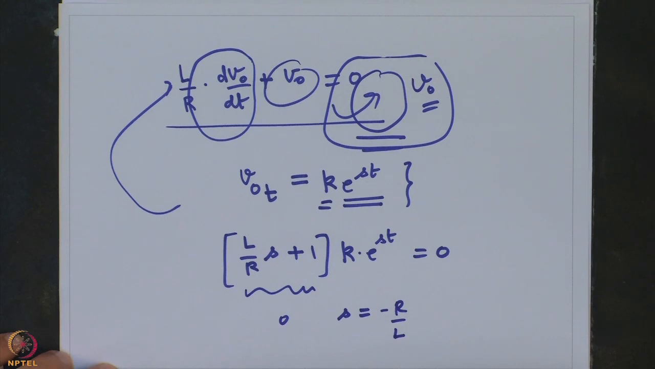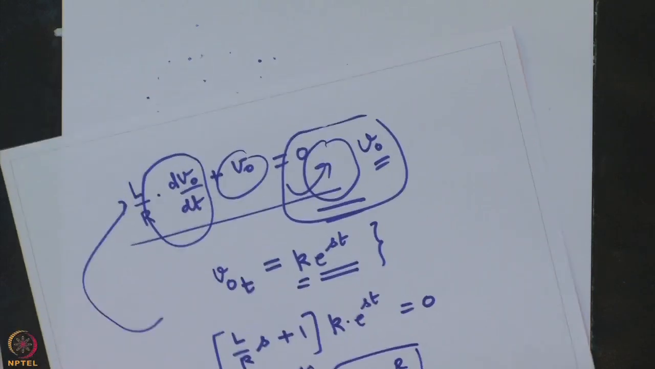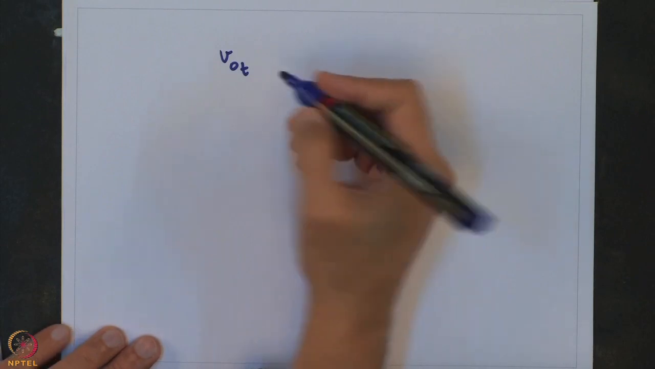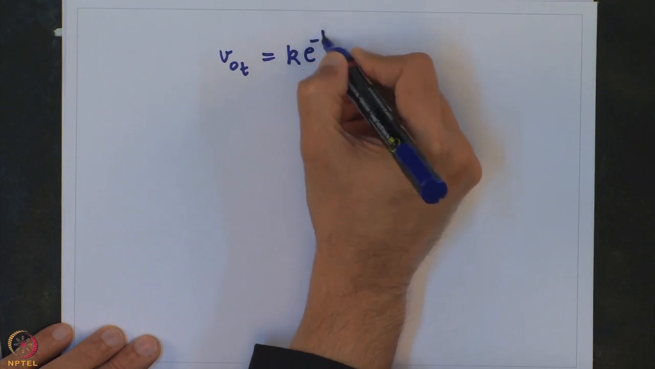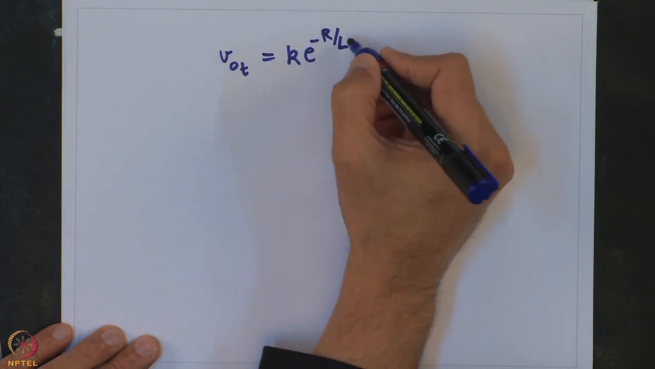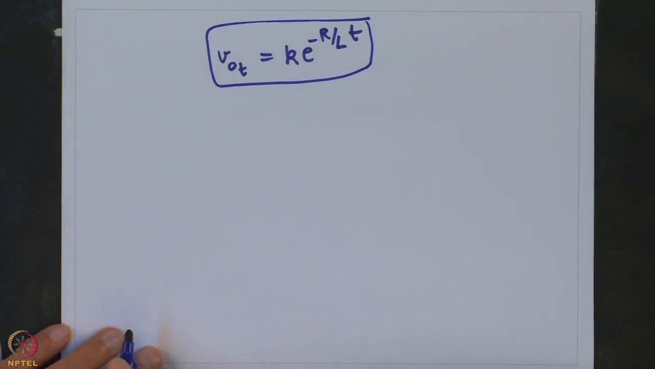Okay? Now in a moment we will see the significance of this particular value. So this actually is a very, very important relation. It's a very, very important analysis that we are doing. So basically, if I get s is equal to minus R by L, then I can say that my assumed natural or transient solution, I can now write as k times e raised to power minus R over L into t.